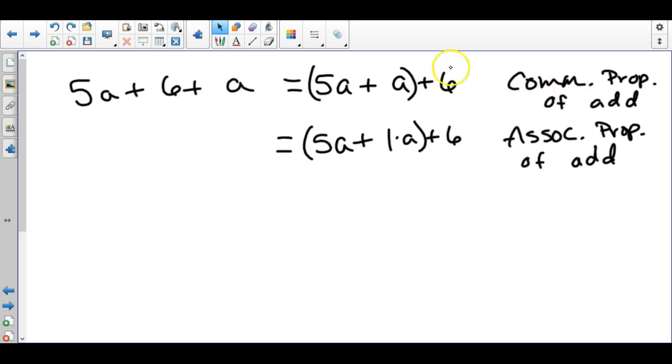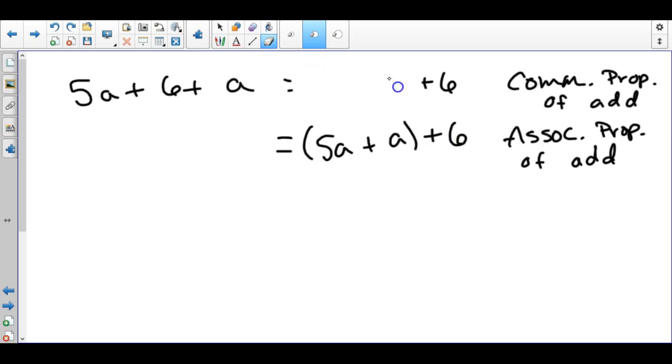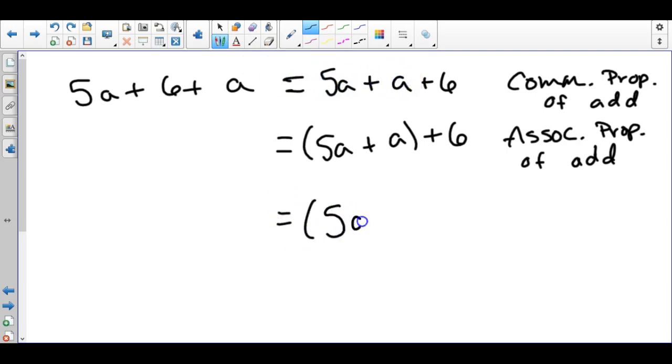And I should have maybe written this in a few extra steps. I'm going to say 5 plus A plus 6. So the parentheses should have been on the second line. So now I can write this out a little bit better. Plus 1A plus 6. It's the identity property of multiplication. This is 1 times A.